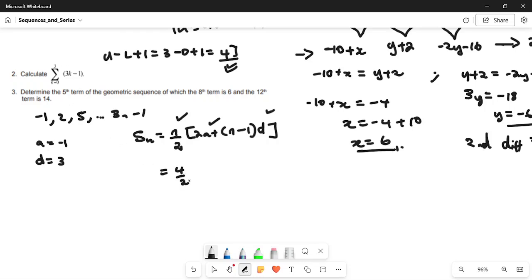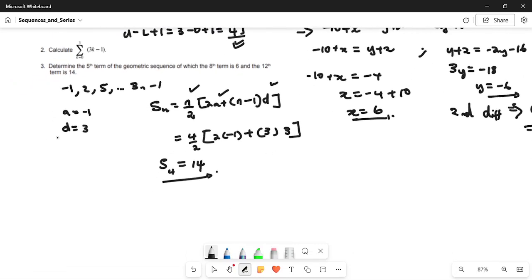We've got 4 divided by 2, then 2 into minus 1 plus, what is n? That's 4 minus 1. So in total it's 3, and then the common difference is again 3. And then I'll go to my calculator. So I'm getting the value, or rather the sum, is equal to 14.